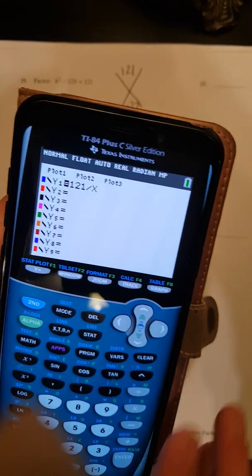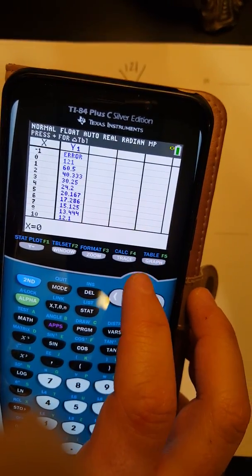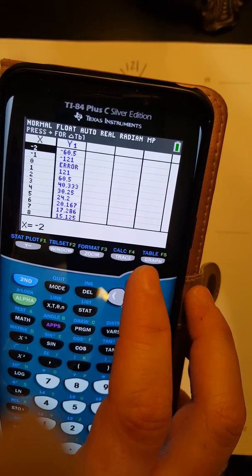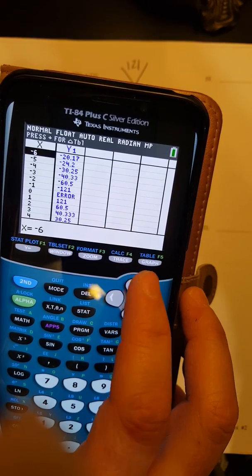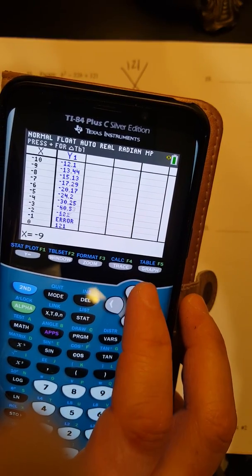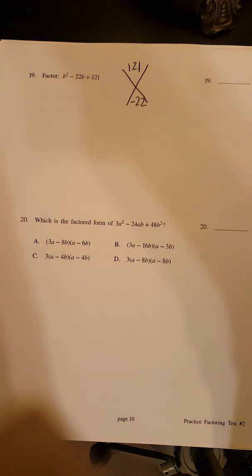So I press y equals 121 divided by x. Second graph. And negative 1 plus negative 121 does not work. It's a lot of decimals here. I'm skipping all those. Even more decimals. Hey, 11 and 11, negative 11 and negative 11. That actually worked. That adds up to negative 22. So we found our factors.